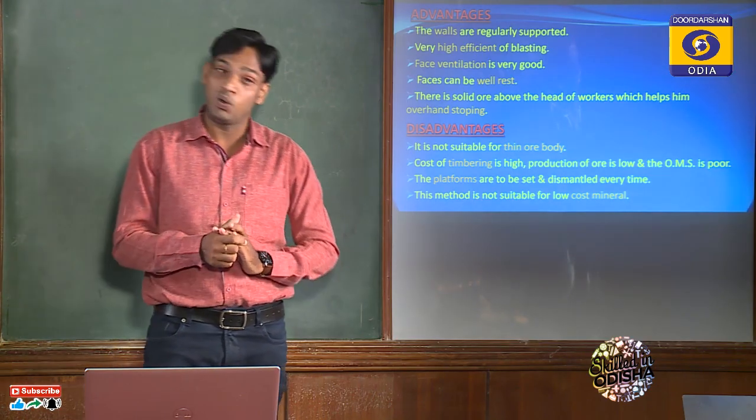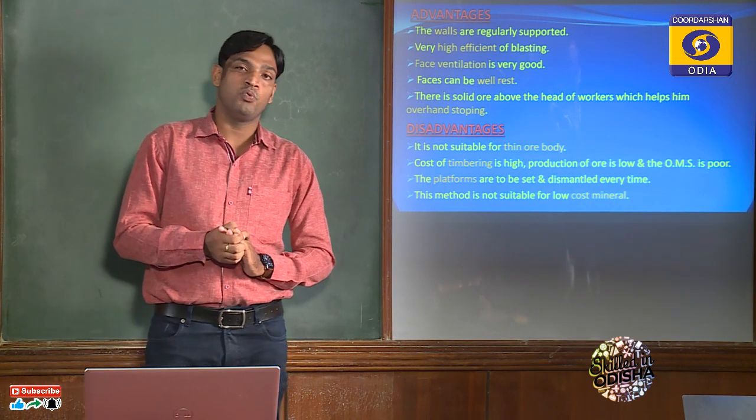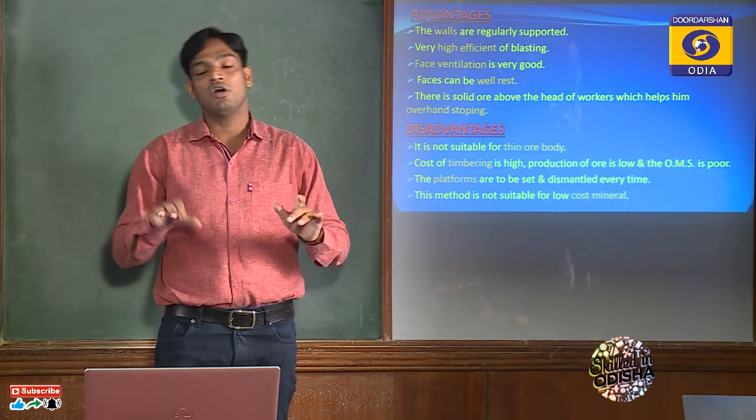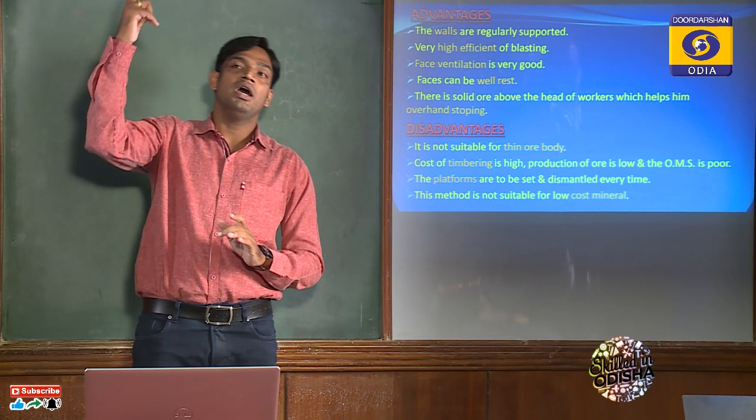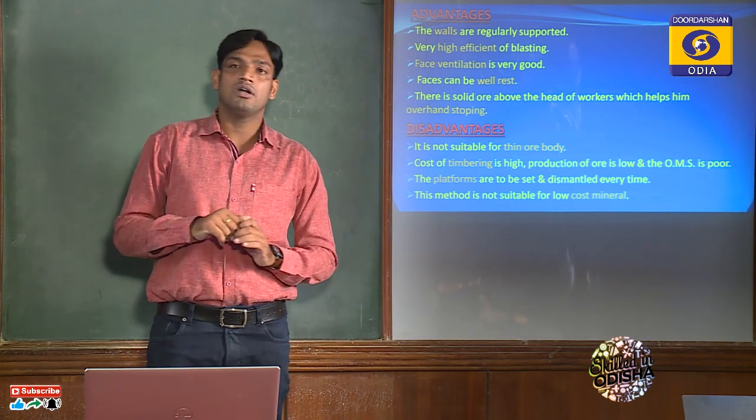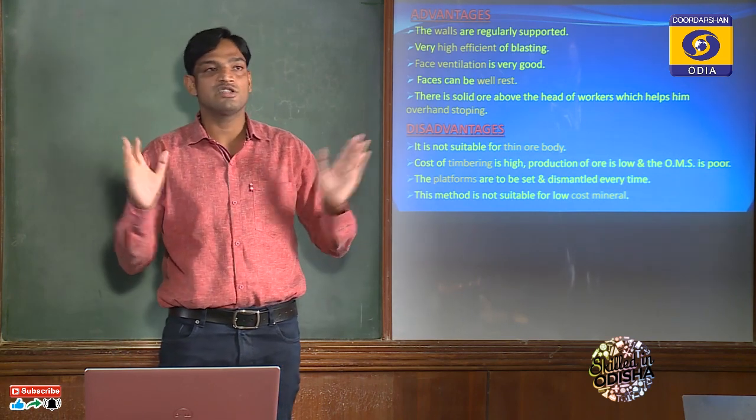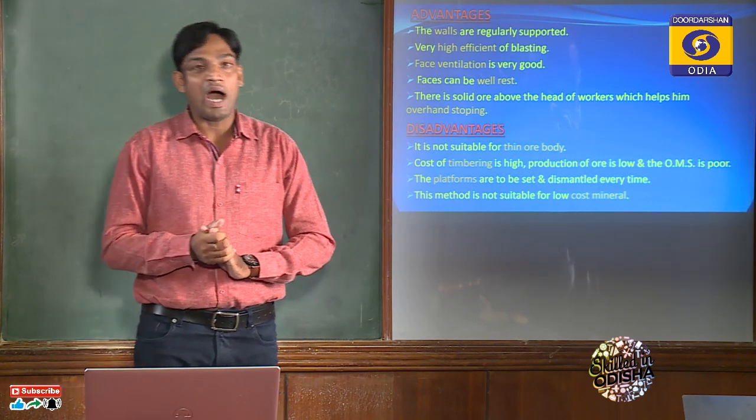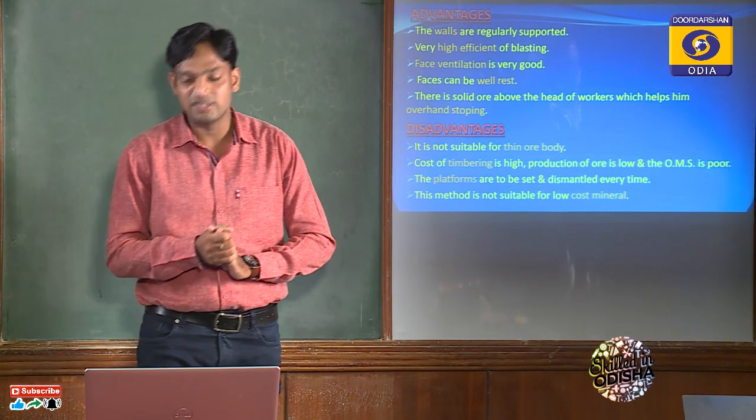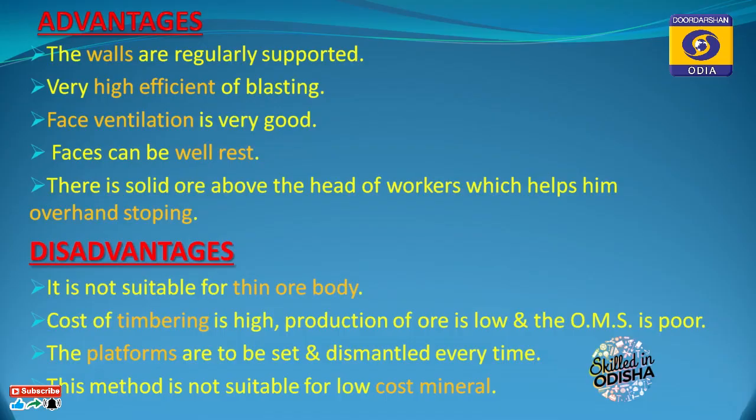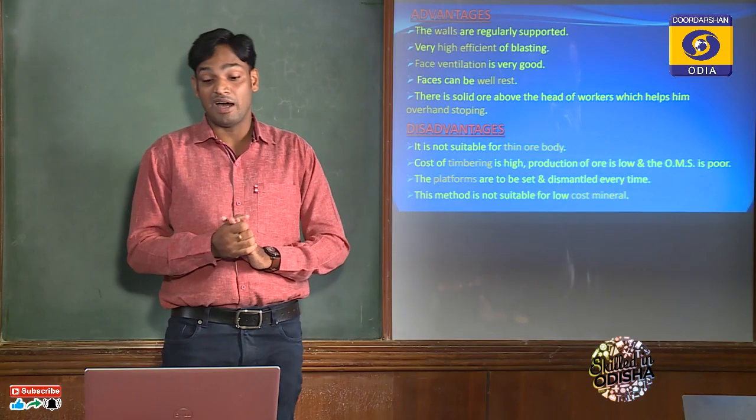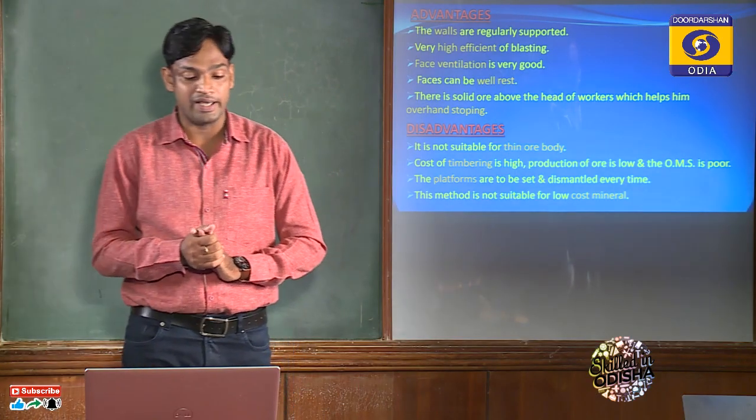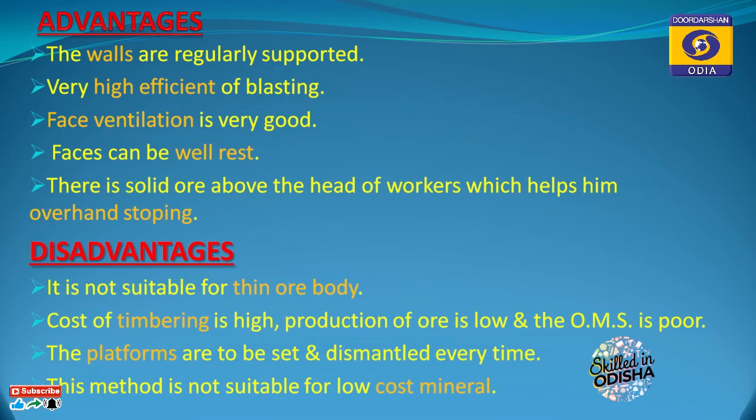Production of ore is low, and the OMS is poor, because the workers need to access the face by ladders. There is no machinery at the top bench. So OMS, output per man per shift, is very poor. The canopy and the platform have to be set and dismantled every time. This method is not suitable for low cost minerals.